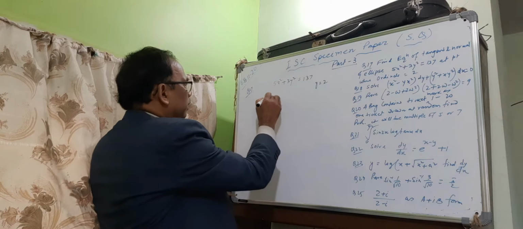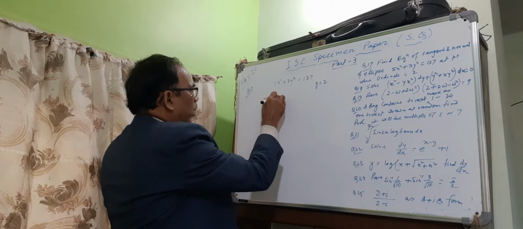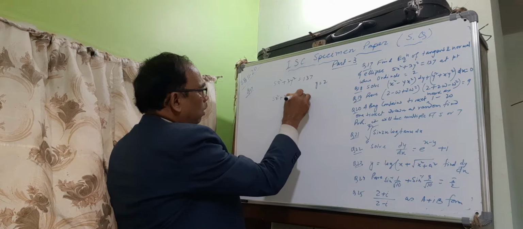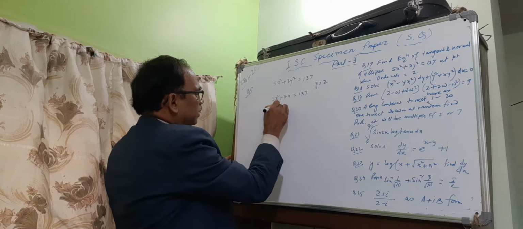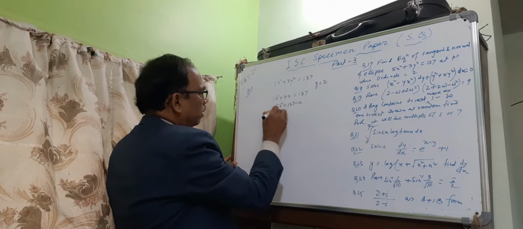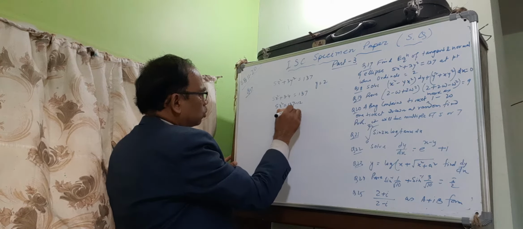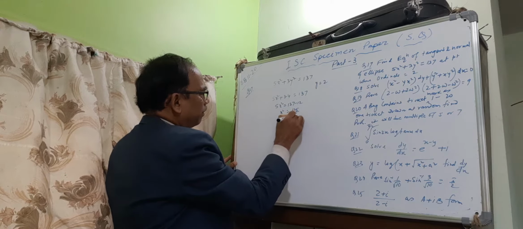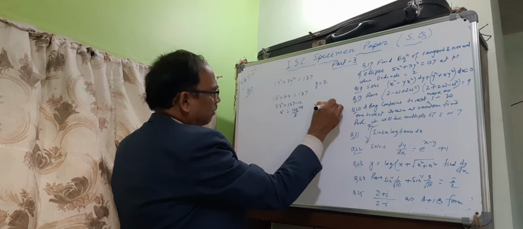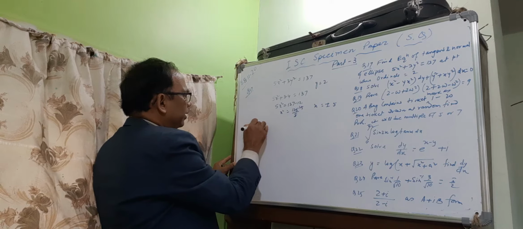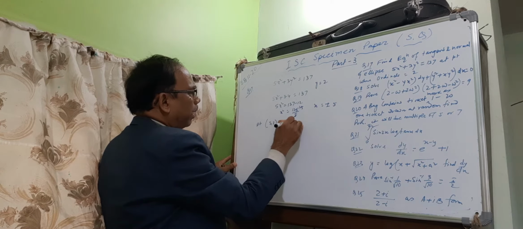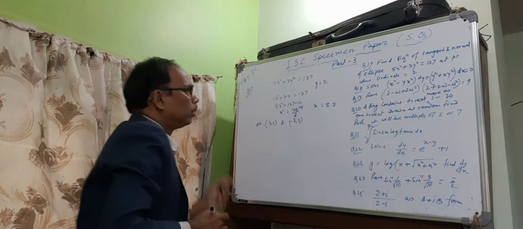Put it here. That is 5x square plus 3 into 4 equals 137. That is 5x square equals 137 minus 12. That is x square equals 125 by 5. That is x equals plus minus 5. Therefore, the points are (5, 2) and (minus 5, 2).